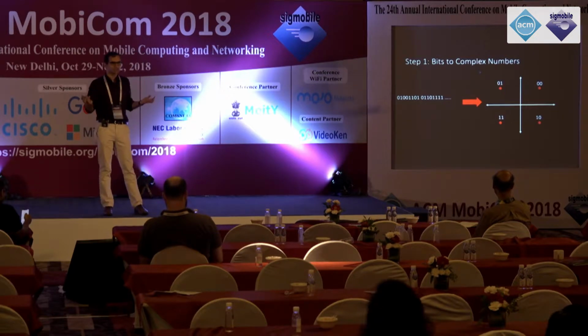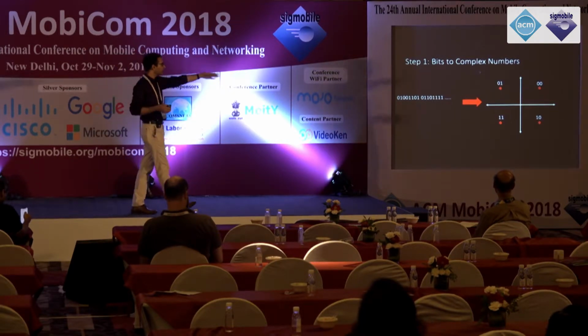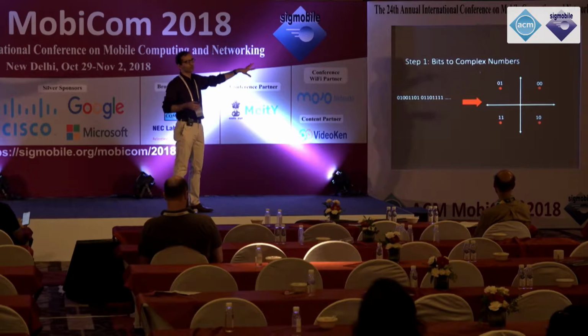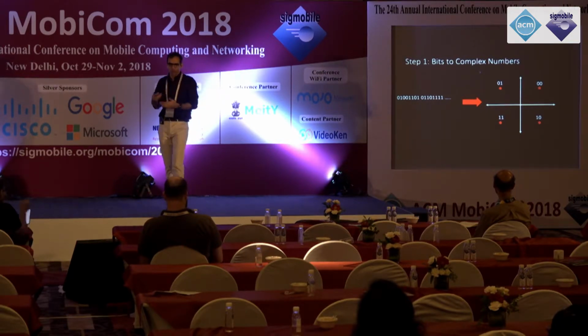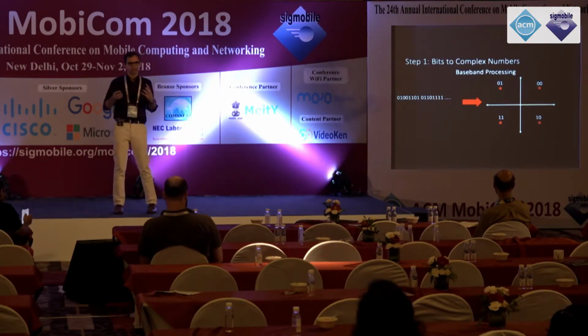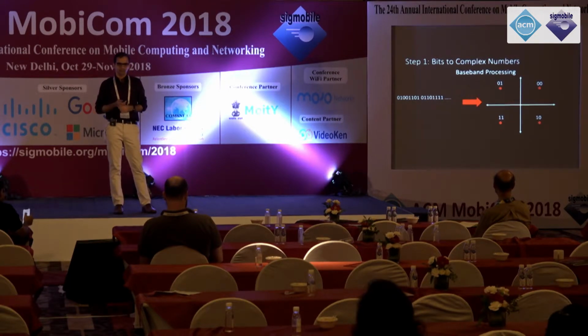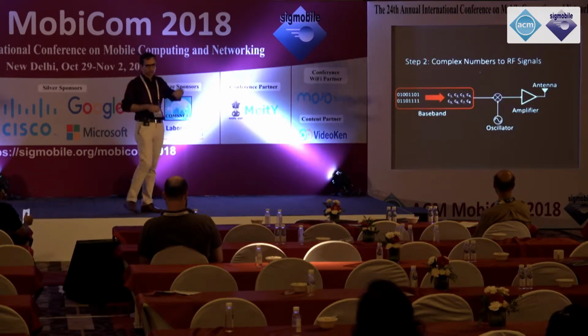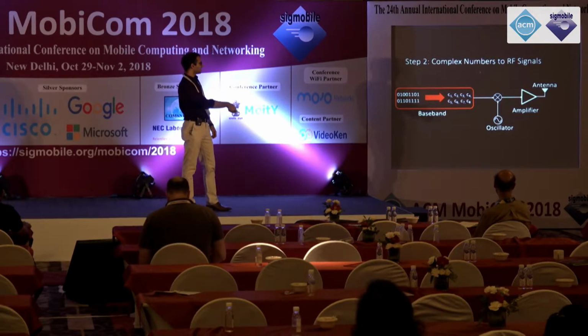Or you can have multiple bits for each complex number. So you could have 2 bits and have a 4-point constellation. This is called the modulation process, and most of this is baseband processing. It can happen in the digital domain. And then once you have this, what you do is you generate an RF signal.